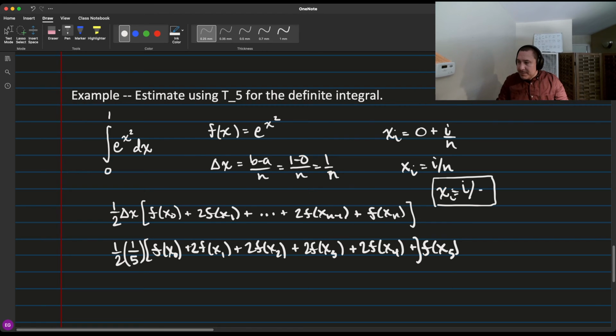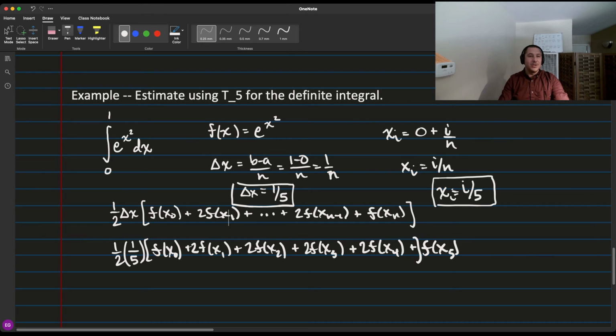I hadn't really updated. So xi is gonna be i over 5. Delta x is, let's just write that, delta x is 1/5. That's why you have the 1/5, my bad. I'm stuck on that 12. Okay, that's why you got the 1/5, and then xi equals i over 5.